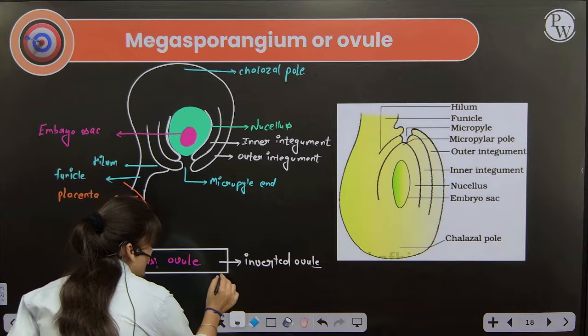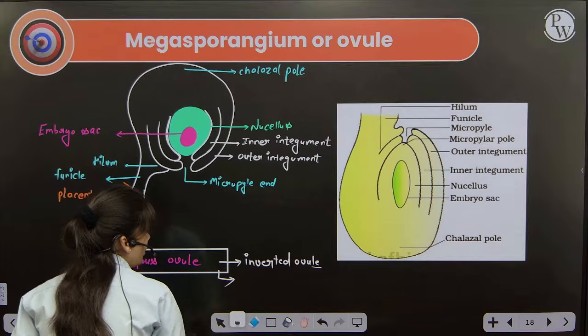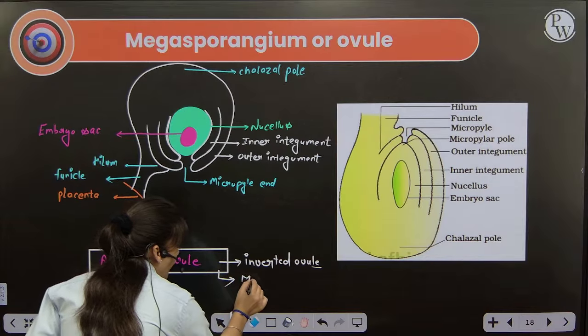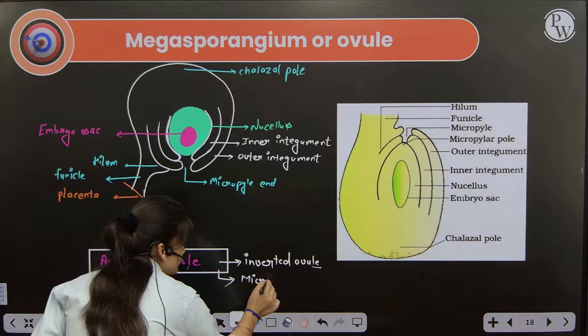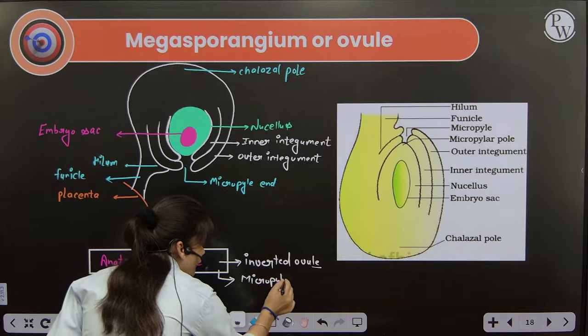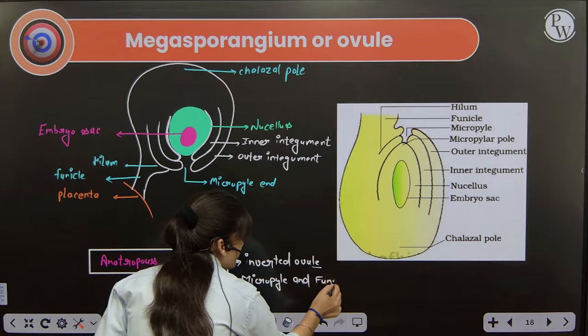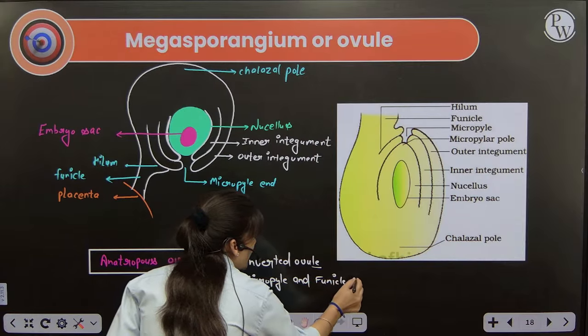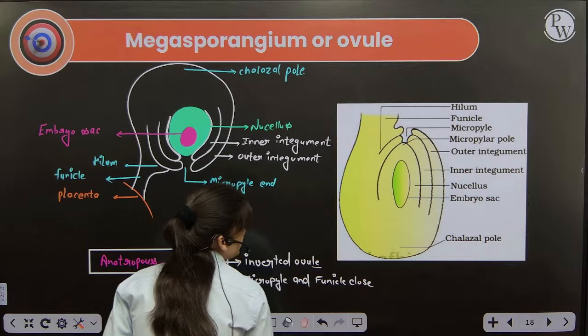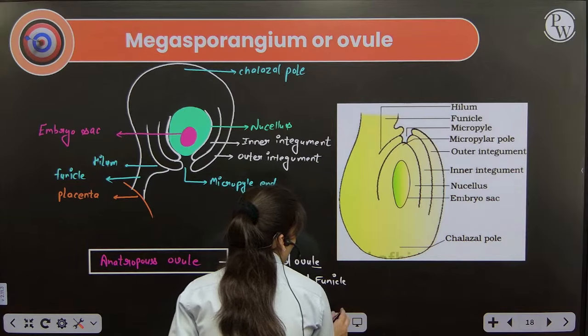What happens in case of inverted ovule? Micropyle and funicle, they are close, they lie close to each other.